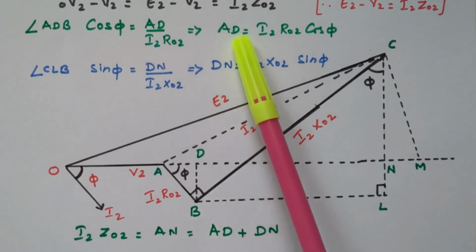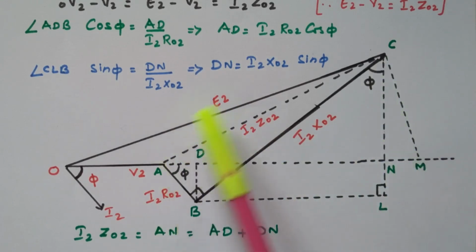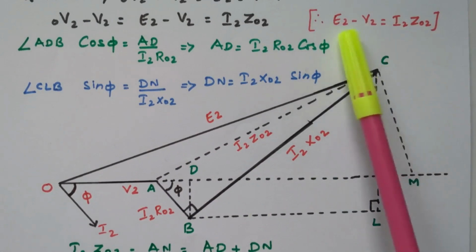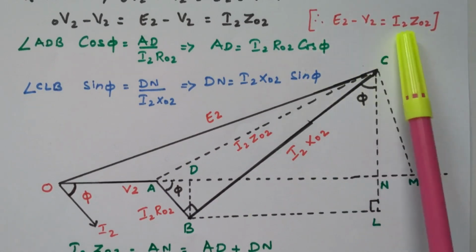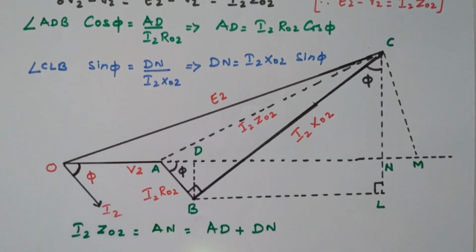Now we got the value of AD as well as DN from the triangles ADB and CLB. We calculated this because I2 Z02 is nothing but our regulation. E2 minus V2 is I2 Z02. This I2 Z02 is represented in this diagram as AN. AN is split into AD plus DN. AD is calculated and DN is also calculated. Now we can go for the expression for regulation.